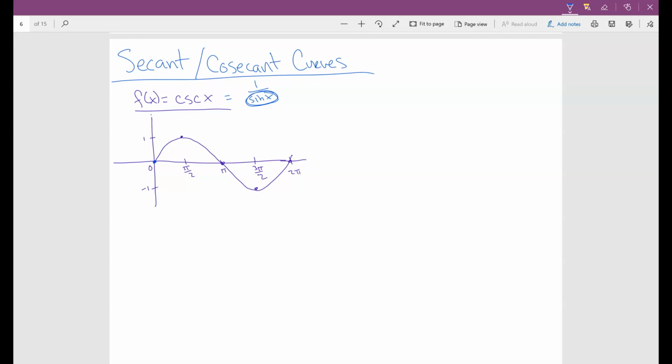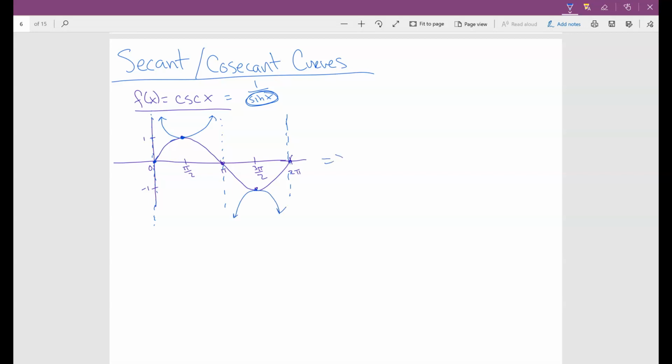So you have an asymptote at 0. You have an asymptote at pi. And you also have an asymptote at 2 pi. And basically what you're going to do is just flip these bumps. So see, here's the bottom part. You're going to flip it upward. And here's this bottom one. You're going to flip it downward.